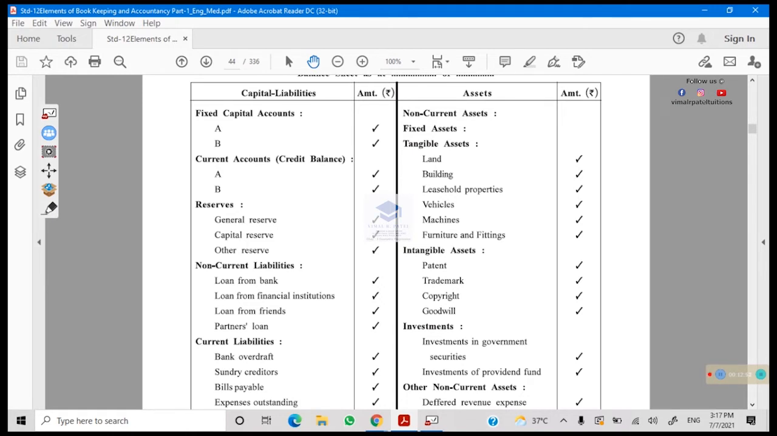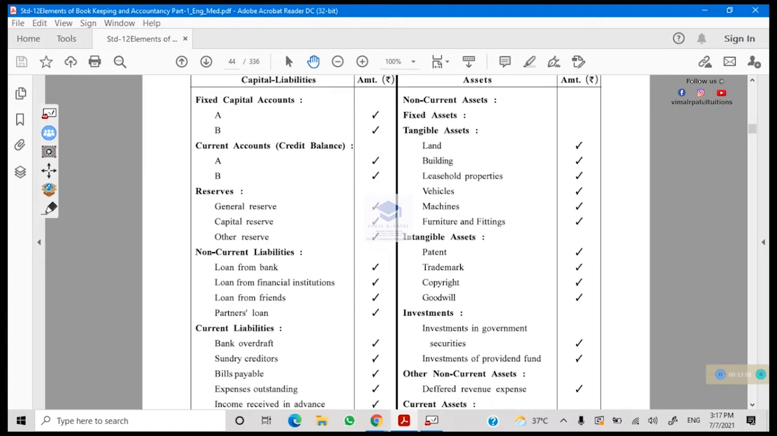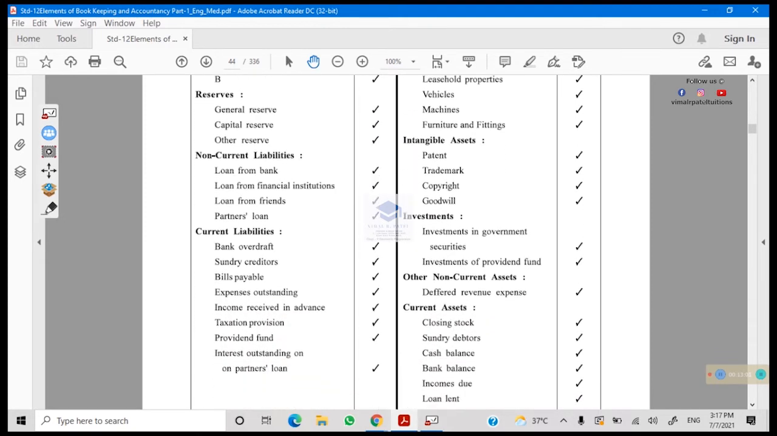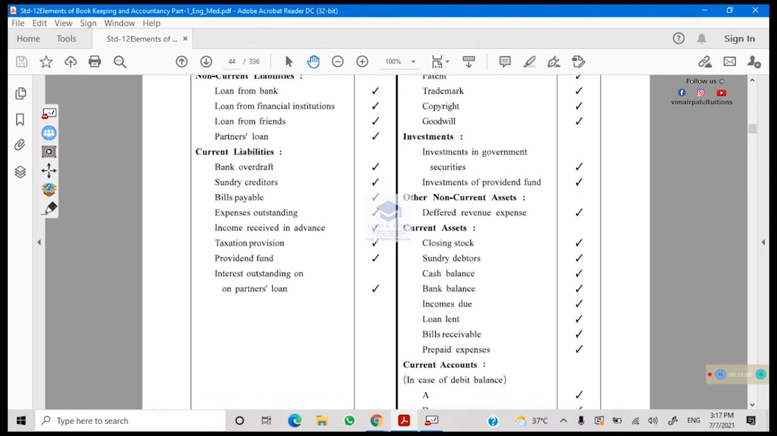Then investment, investment made outside the business. If we have invested in shares or debentures of another company, purchased government securities, or made investment of provident fund, any type of investment made outside the business will appear on the asset side. Then other non-current assets like deferred revenue expense, advertisement suspense account, preliminary expense, startup expense, pre-incorporation business expense.